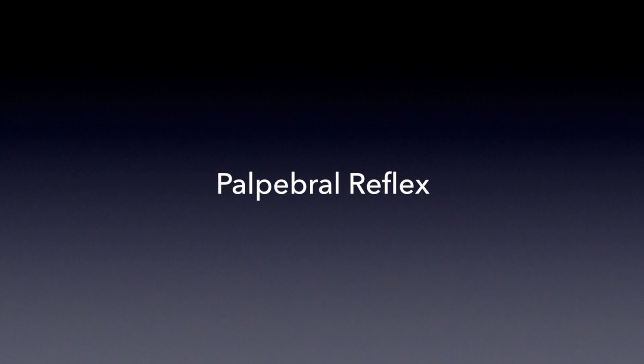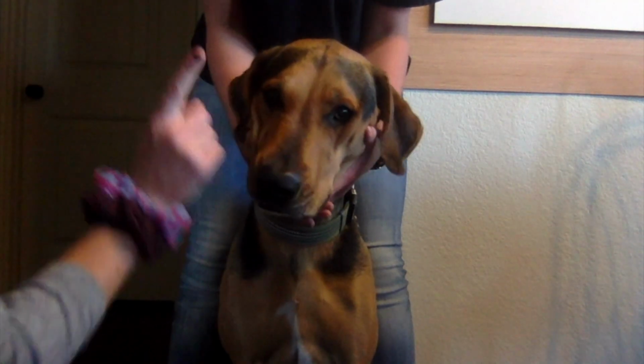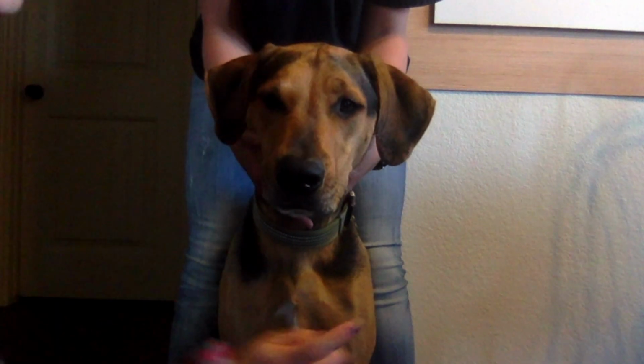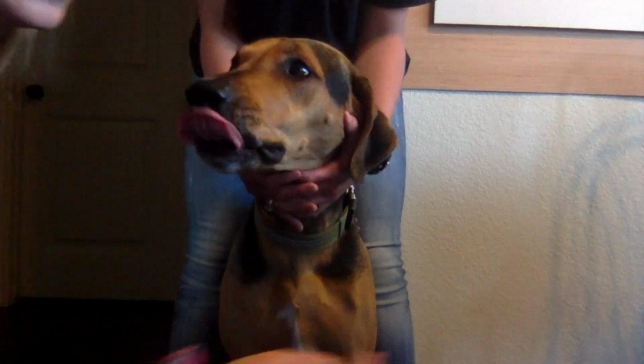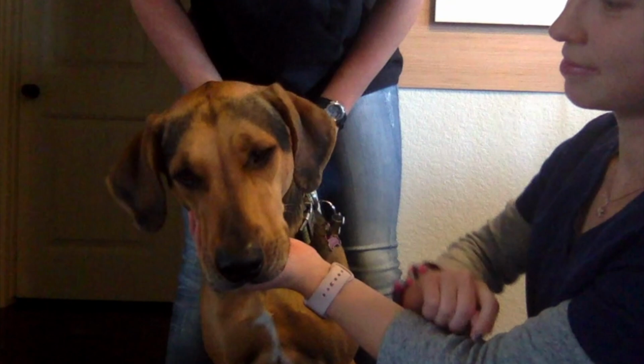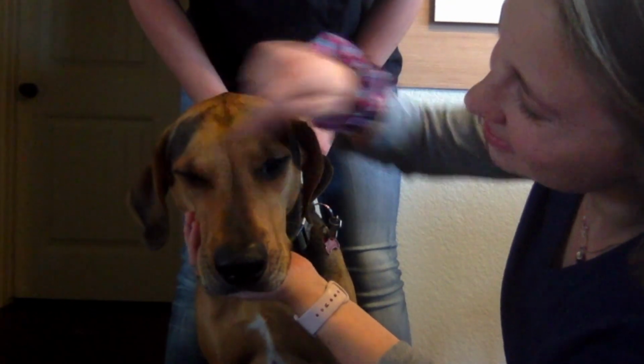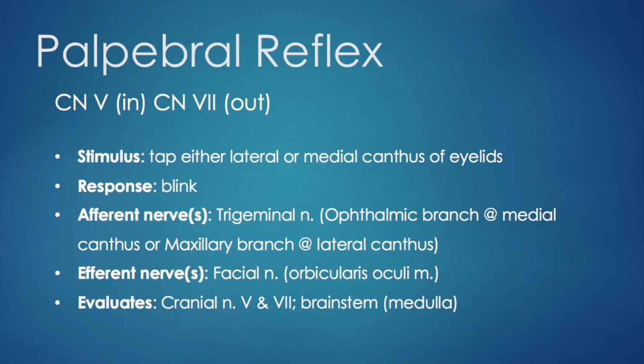The palpebral reflex evaluates cranial nerves 5 and 7. Tap either the lateral or medial canthus of each eye. The dog should blink in response. Remember, the trigeminal nerve, cranial nerve 5, is sensory to the face, while the facial nerve, cranial nerve 7, controls motor function to the face. It is the orbicularis oculi muscle that constricts for blinking.